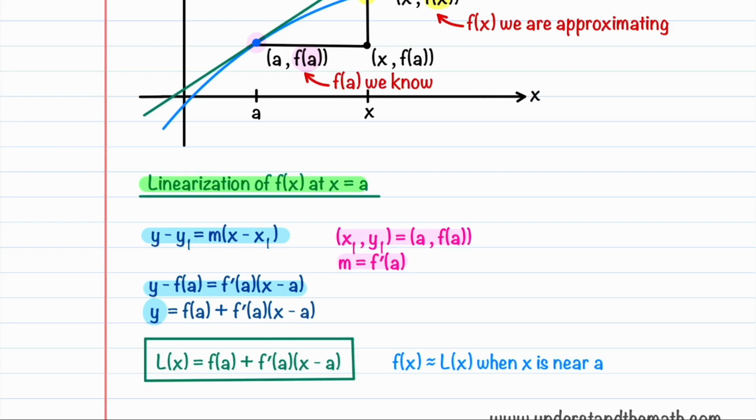This y value is our linearization L of x, so the linearization is just f of a plus f prime of a times x minus a. We say that f of x is approximately L of x when x is near a.